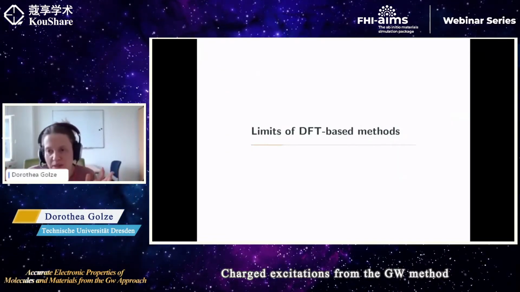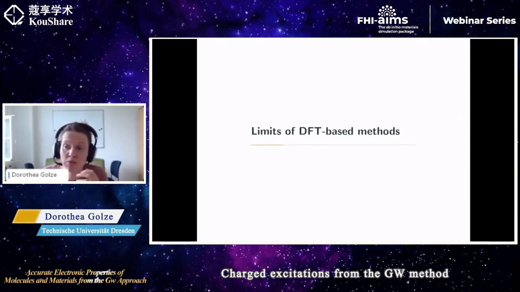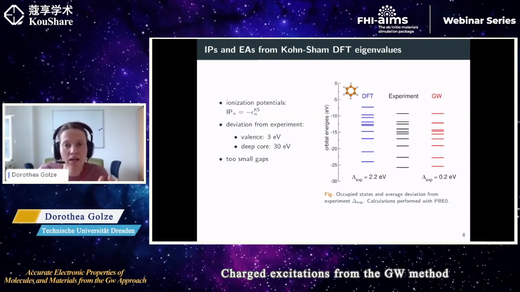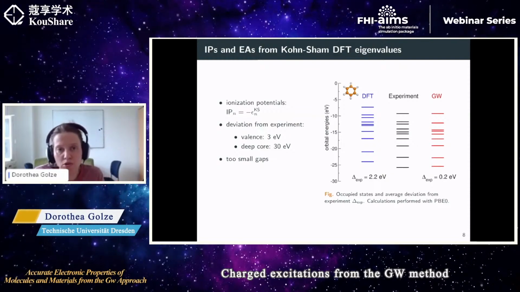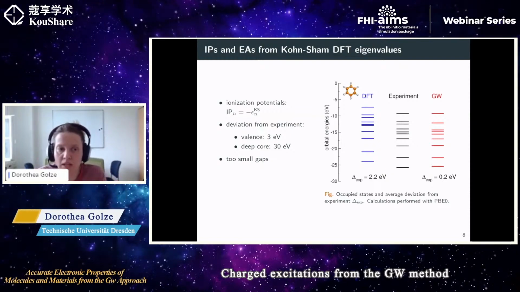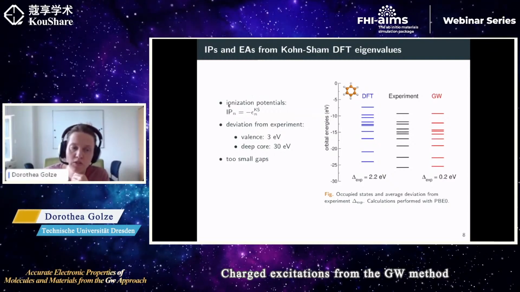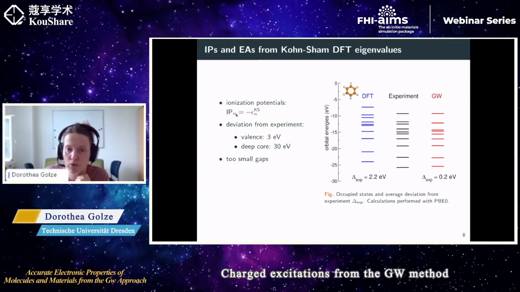So much for the experiment, and the question is, what could we do with DFT, and what are the limitations? The easiest idea would be to just use Kohn-Sham DFT eigenvalues and relate the negative of these Kohn-Sham eigenvalues simply to the ionization potentials for a certain level n.